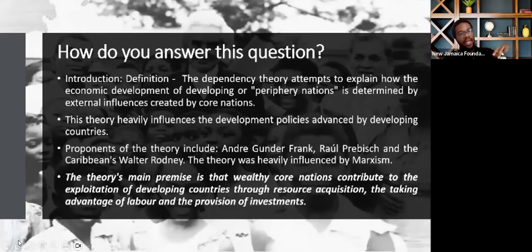So basically, what you see then is the whole economy of the Caribbean, as argued by dependency theorists, being influenced or controlled, manipulated even, by the major economic powers, the United States and Western Europe. So that's really the argument of it. Major proponents of this theory include Andre Gunder Frank, Raul Prebisch, who were Latin American scholars, and the Caribbean's Walter Rodney. It is important to consider that this theory is heavily influenced by Marxism.